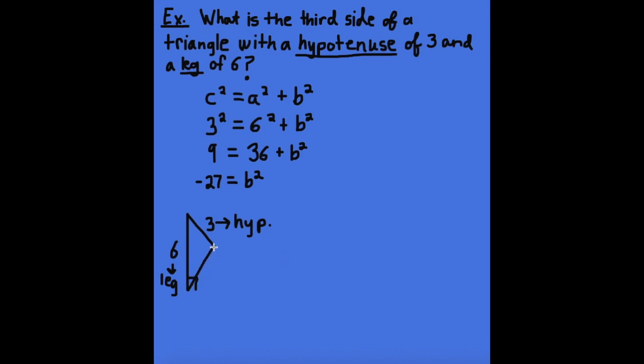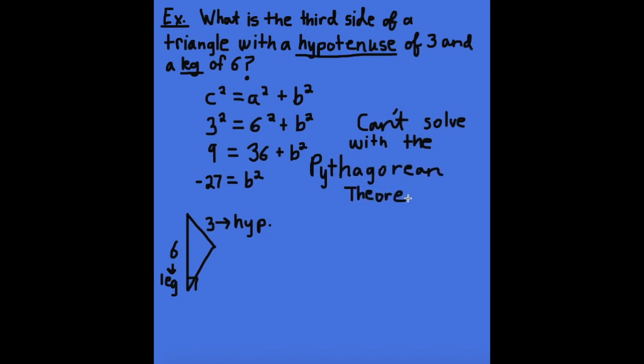In this case, it seems like a slightly obtuse triangle, and we cannot do anything with it. It's an obtuse triangle, so we can't solve for the third side. We can't use the Pythagorean theorem. And if you look at the problem, what is the third side of a triangle with a hypotenuse of 3 and a leg of 6? It never specified that it was a right triangle.